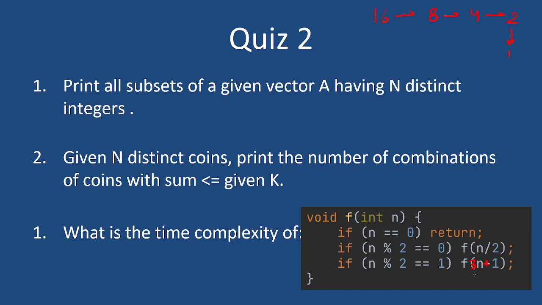Plus. It will always go to 1. Why? Great. So if you solve this question, I'll give you $10,000.